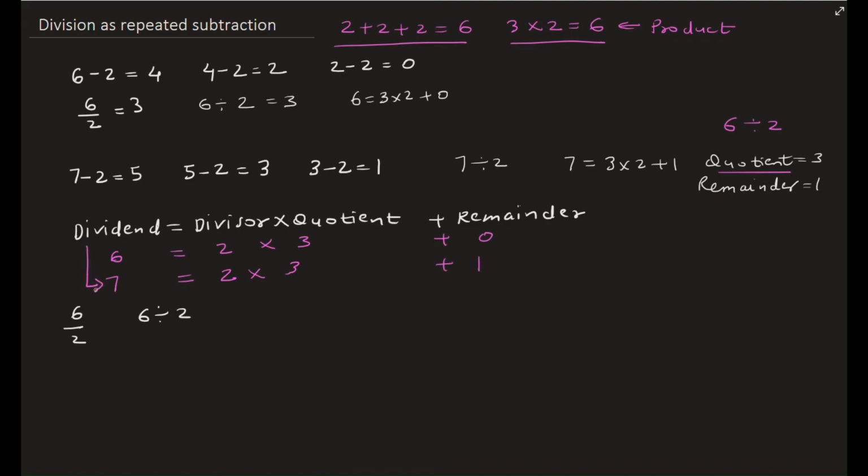So 7 is the number that is divided, which is the dividend. 2 is the number that divides, which is the divisor. 3 is the answer of the division, and remainder 1 is left out in this case for 7 divided by 2. The remainder is the part that is left out as a result of the division, and the quotient is the answer of division. I denote division by this sign, 6 divided by 2, or as a fraction, 6 by 2.